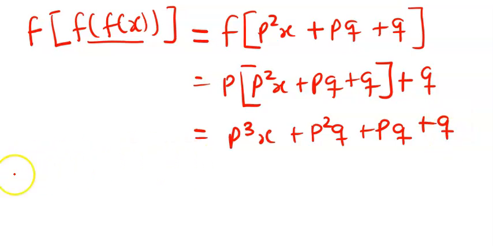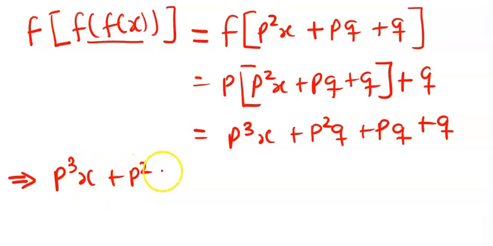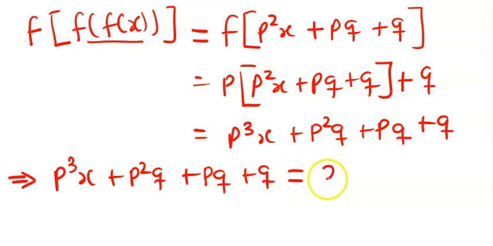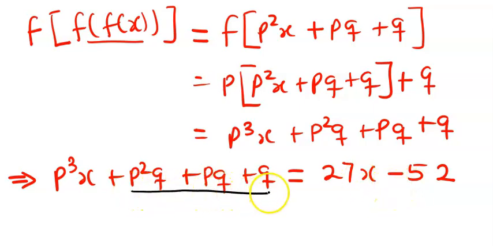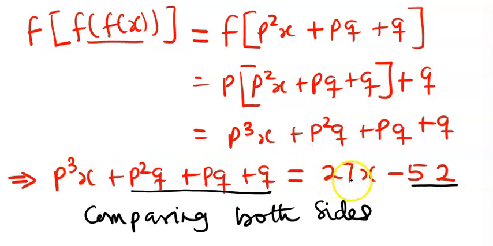Now we are saying that this implies that p cubed x plus p squared q plus pq plus q is equal to 27x minus 52. So we are going to compare the coefficients on both sides. We have a term in x on the left hand side, and on the right hand side we have a term in x. So this becomes the constant, and this is the constant. Therefore, comparing both sides, p cubed will be equal to 27, and then this whole expression will be equal to minus 52.